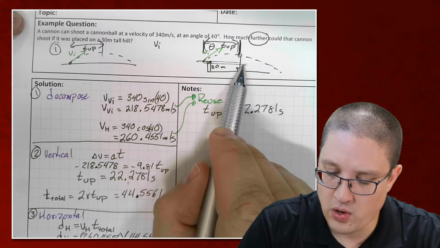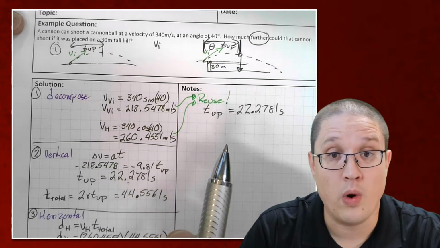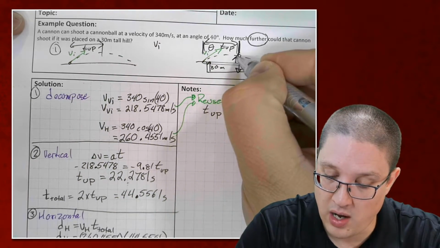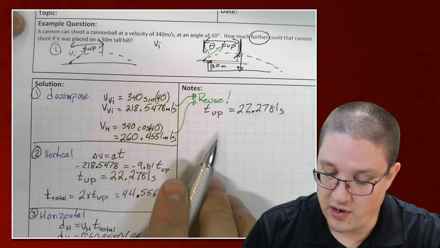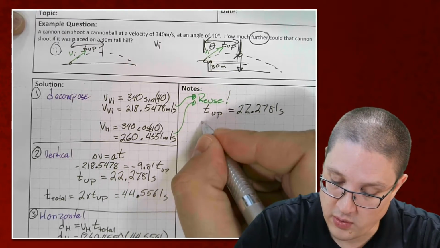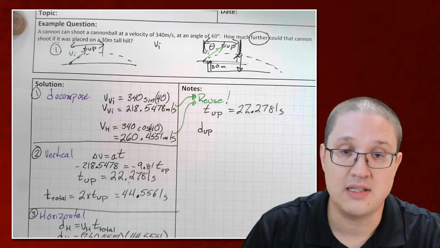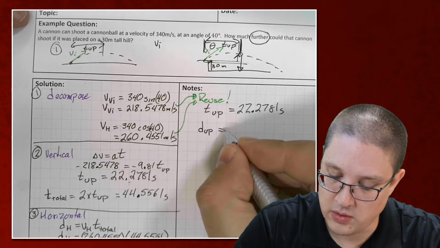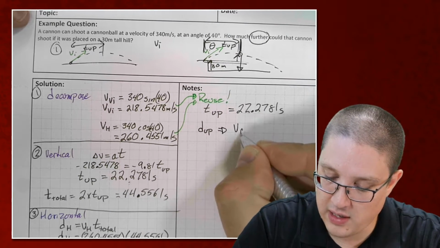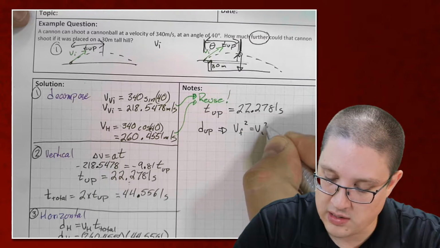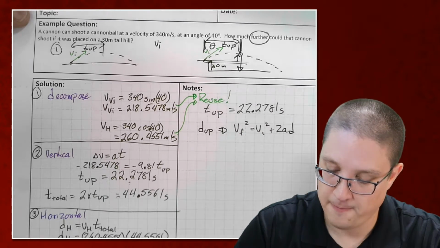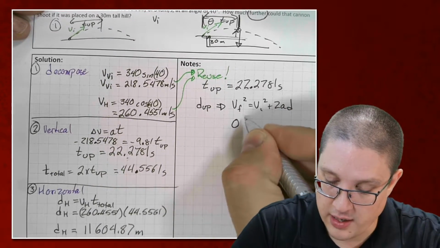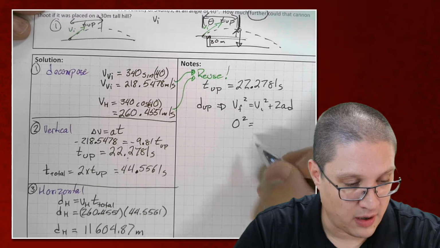So if I fall all the way down, can I figure that out? Well, the way that I can do that is by figuring out how far did I go up. How far did it go up during this first part? Or in other words, what is the distance up? I think the easiest way to solve that is use VF squared equals VI squared plus 2AD, that formula. And I can start plugging things in. I know that's 0 because it's at the top of the arc.